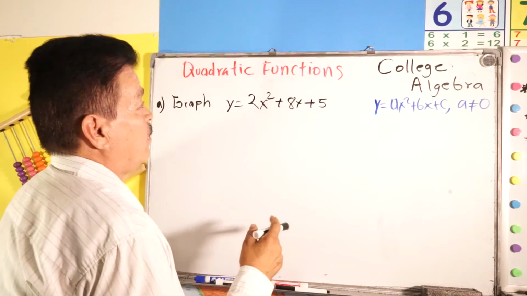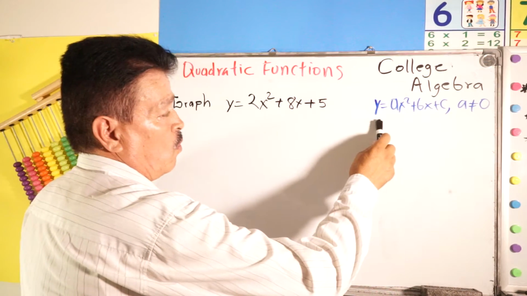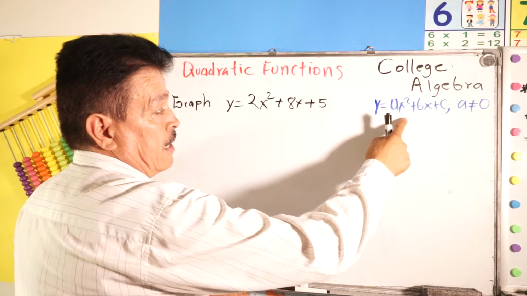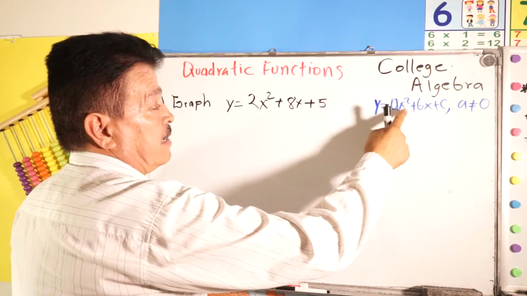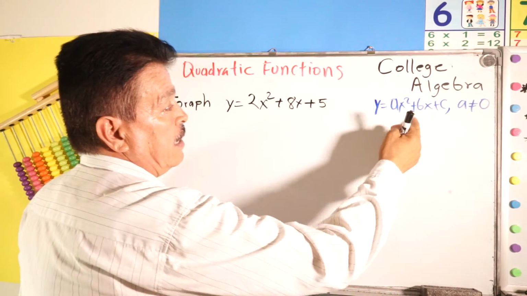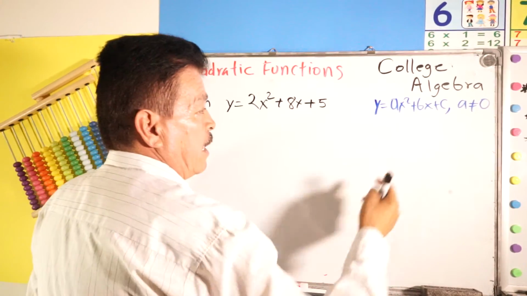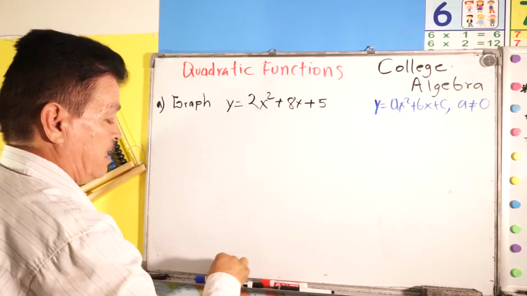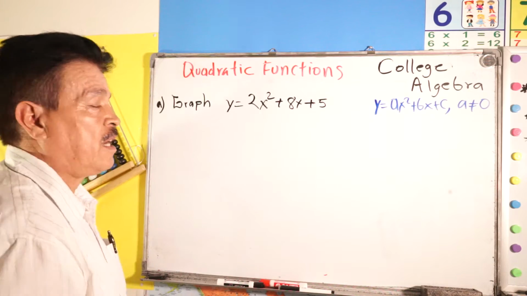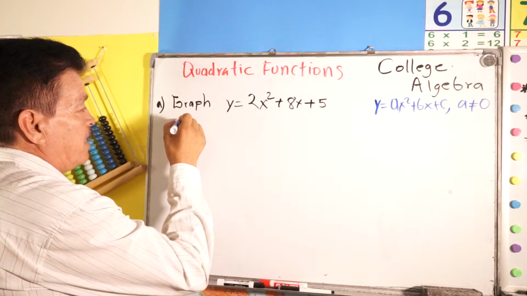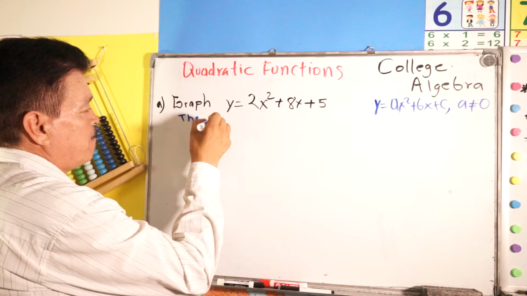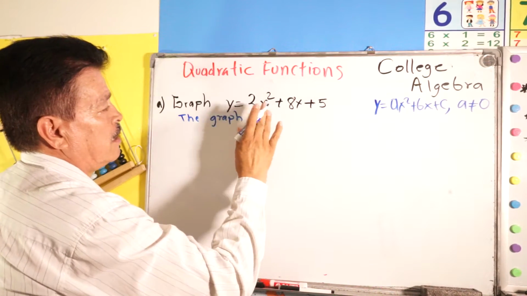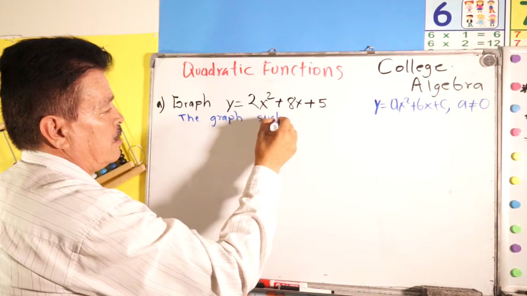All right, the quadratic function has this form. When you see problems like y equals a times x to the second power plus bx plus c, where a is different from 0, in this case the graph is a parabola. Here is the graph of such a parabola.